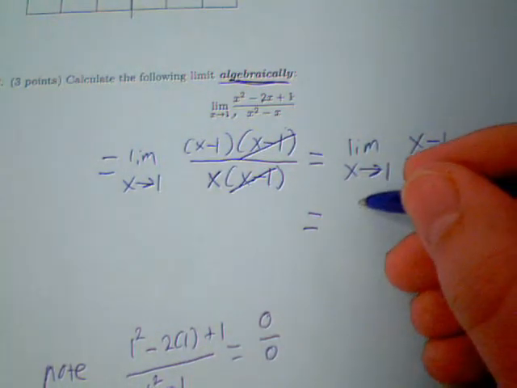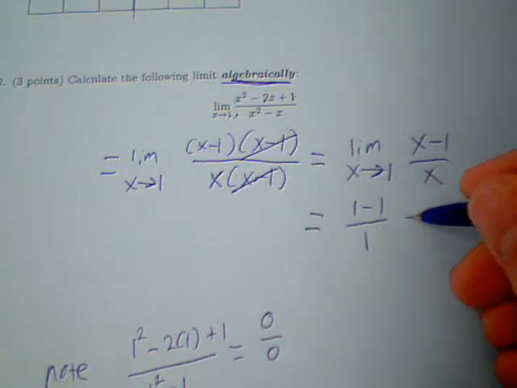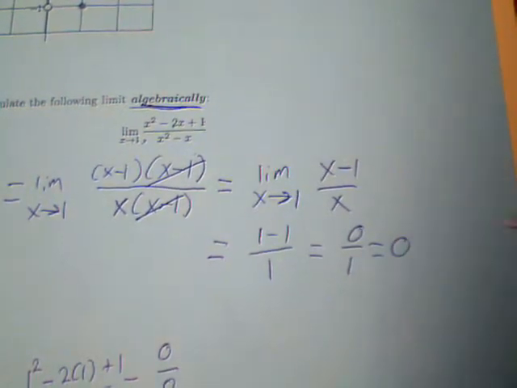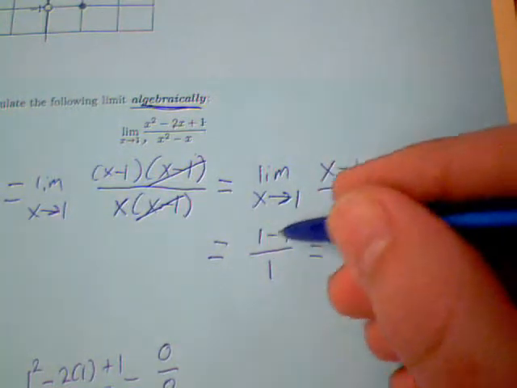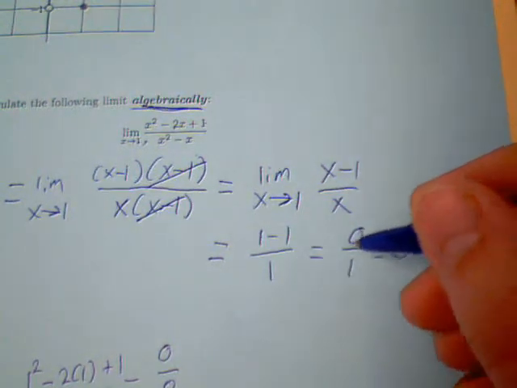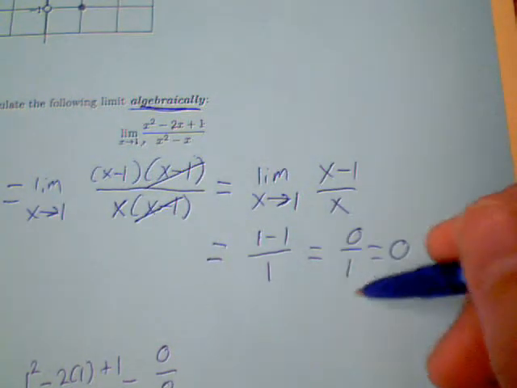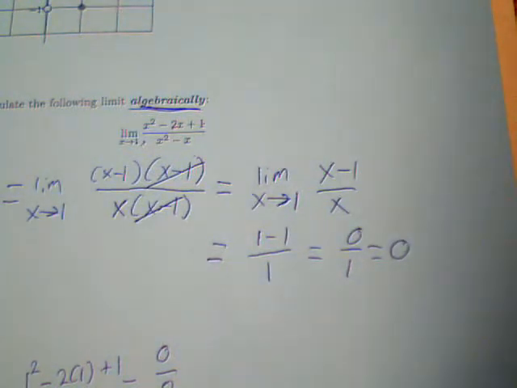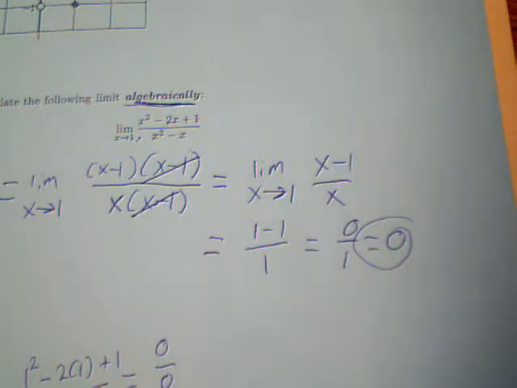But notice if I just plug in the numbers here, I get a number out. 1 minus 1 over 1 is 0 over 1. This has a value, not to be confused with if you had 1 over 0. That doesn't have a value, but this does. It's just 0. There's your limit.